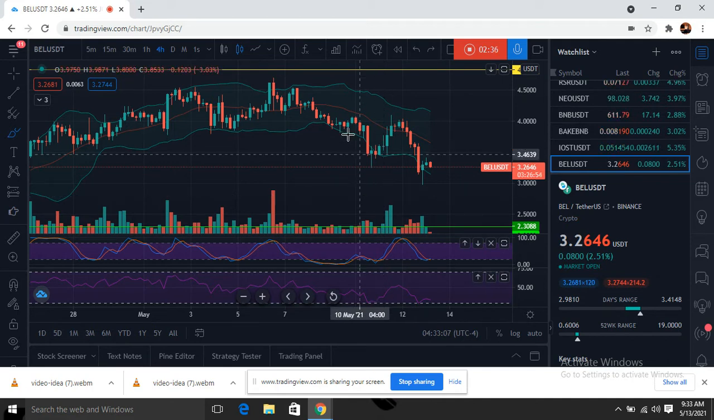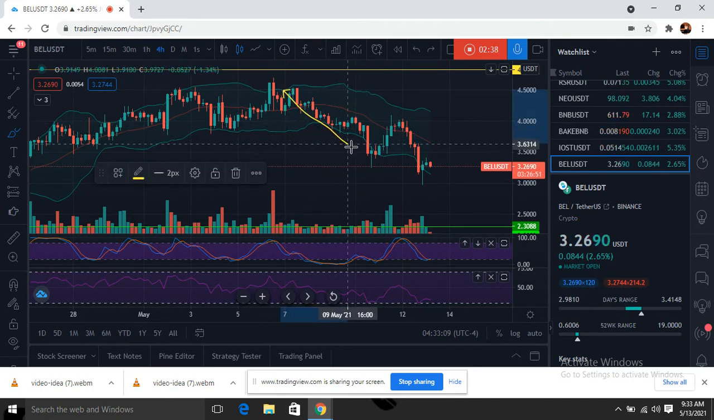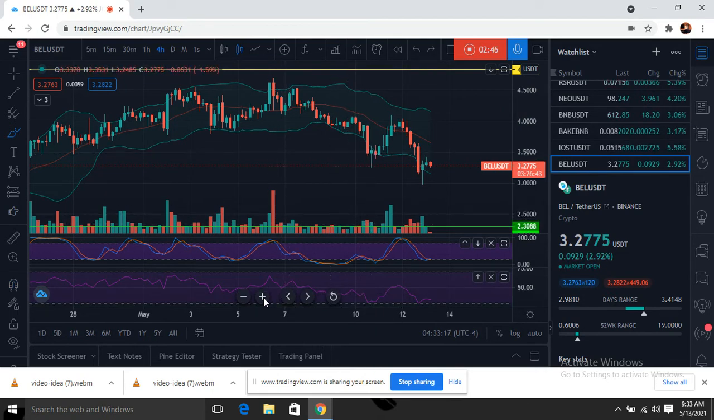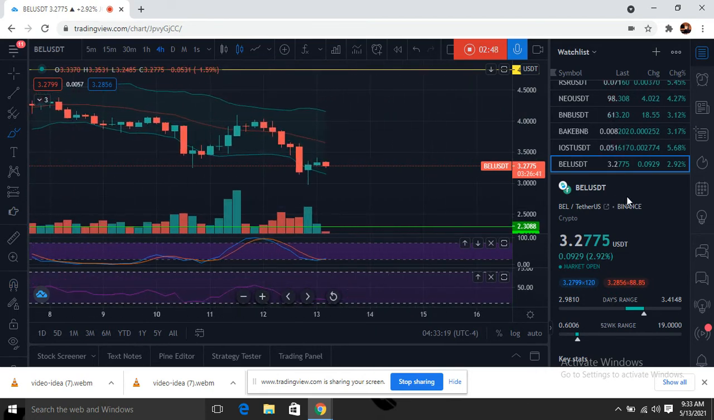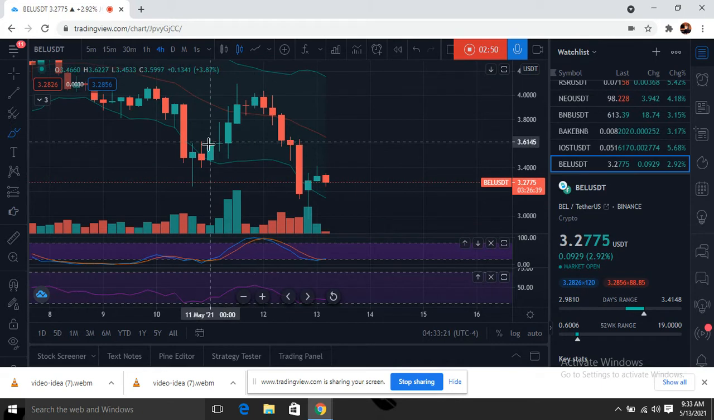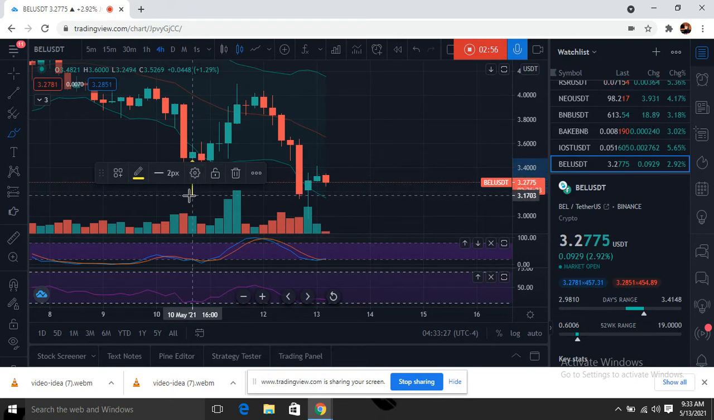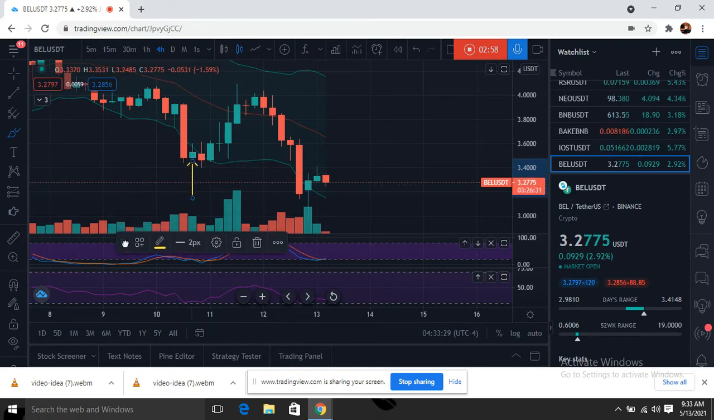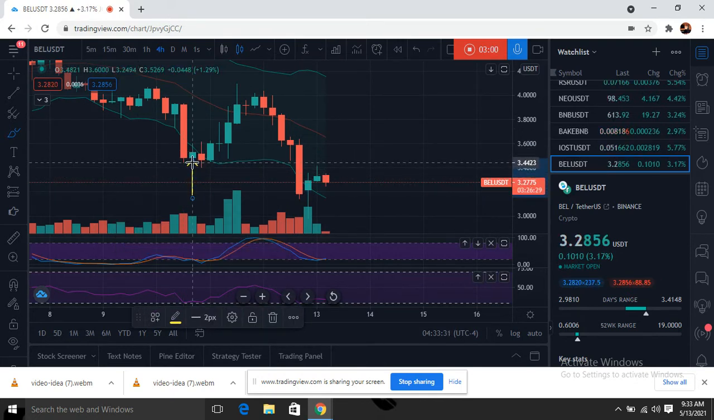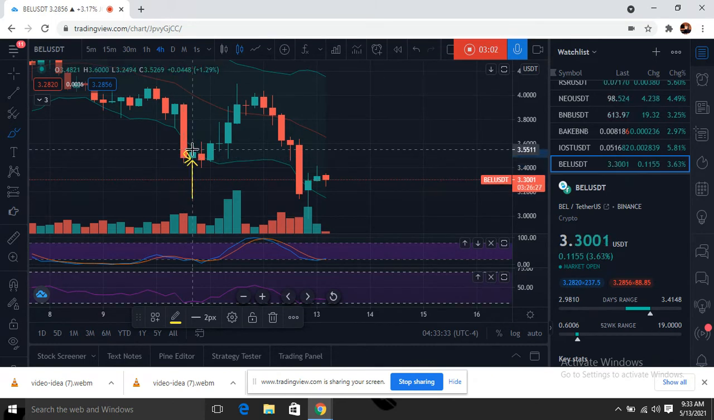The hammerhead is actually found at the end of a downtrend. Something like this now is a hammerhead. Let's zoom in so you can see it closely. It looks like a hammer, right? This is the handle of the hammer and this is the head of the hammer. This is a bullish sign.